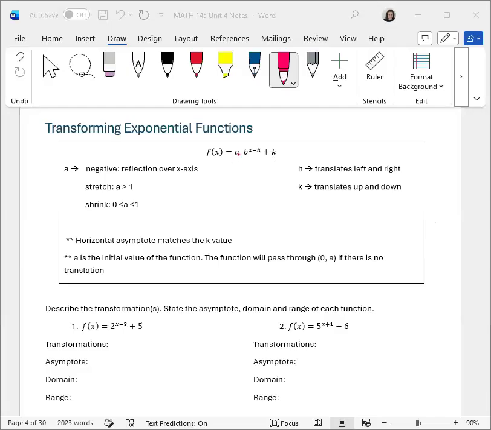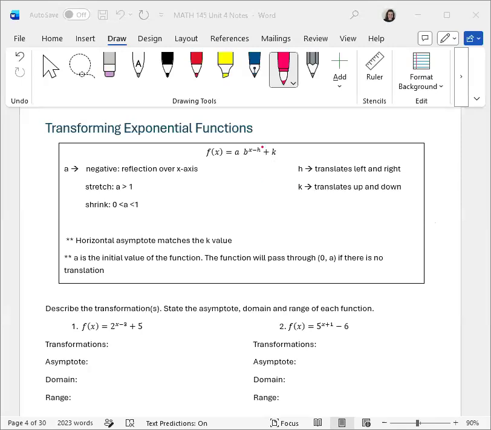So a can also be thought of as, if it's negative, a reflection over the x-axis, a shrink, or a stretch, depending on if a is between 0 and 1, a shrink, and greater than 1, a stretch.